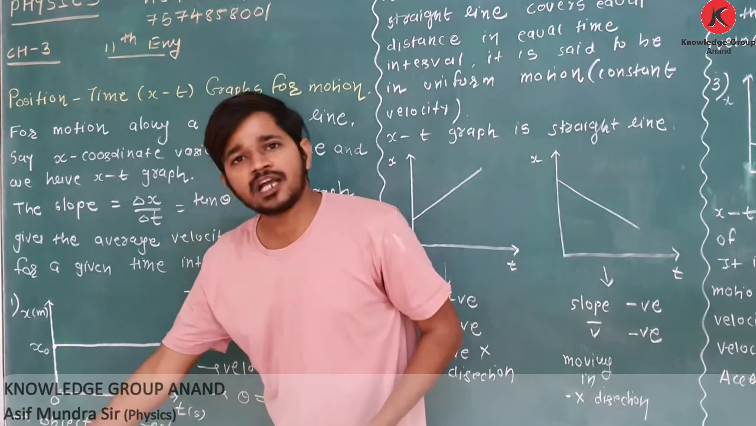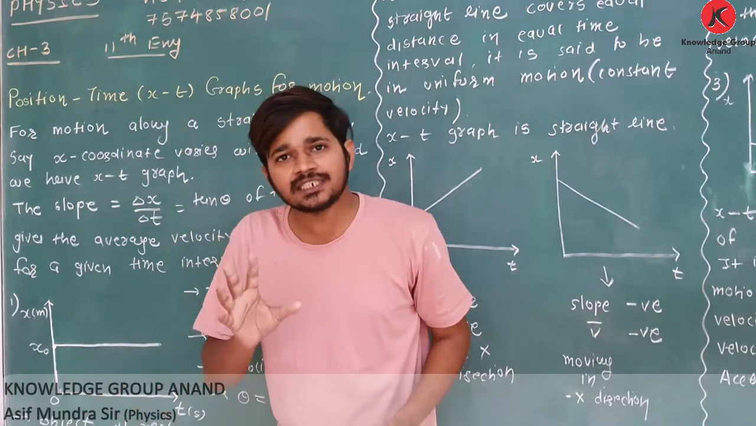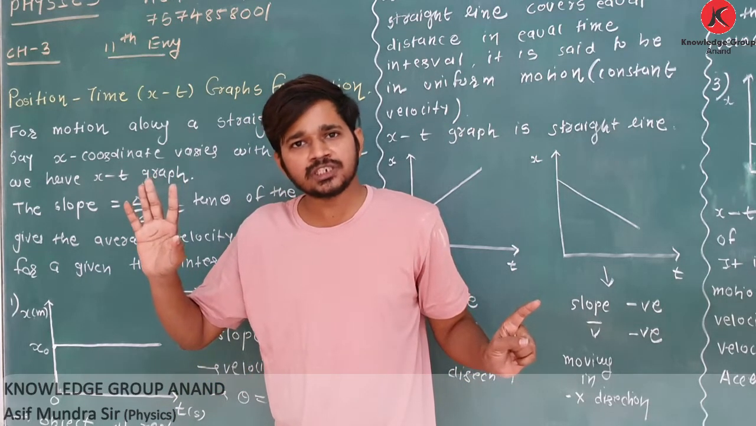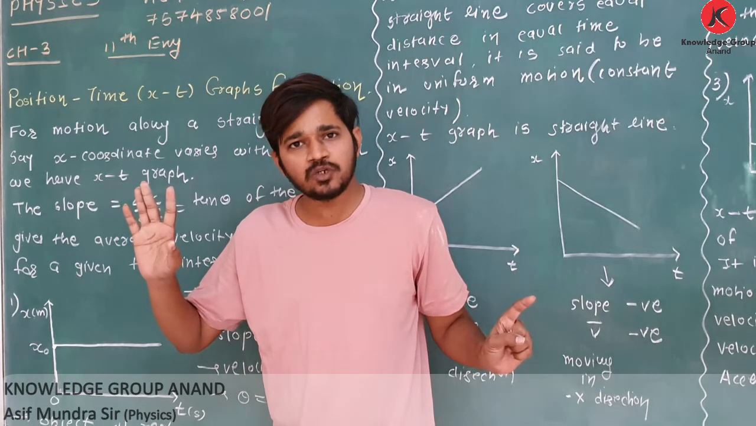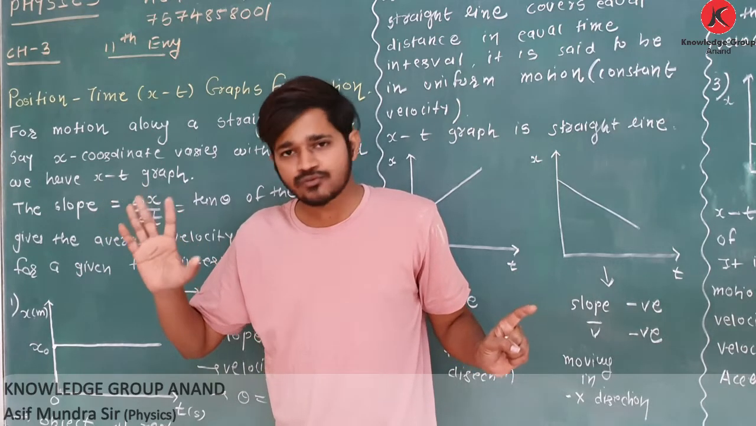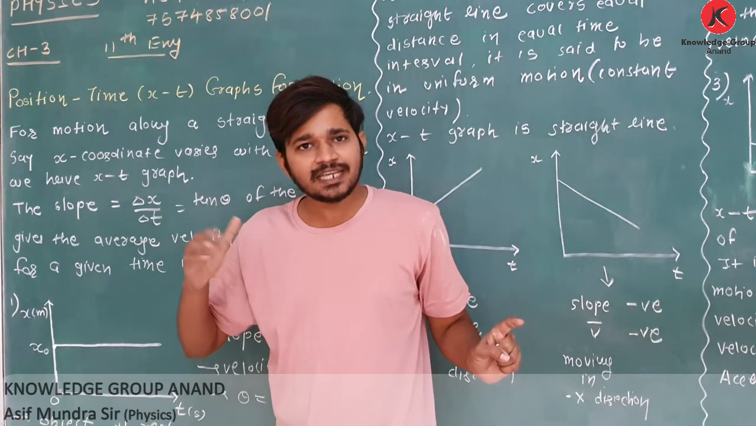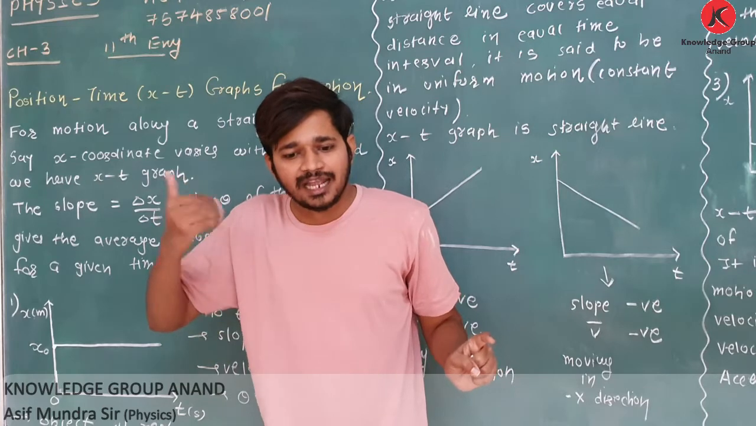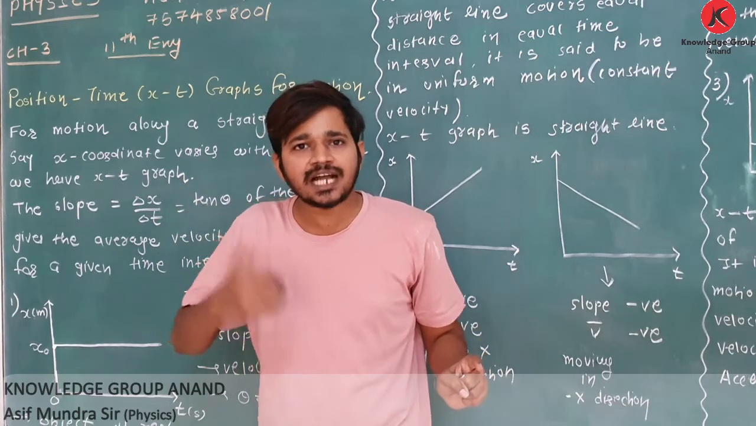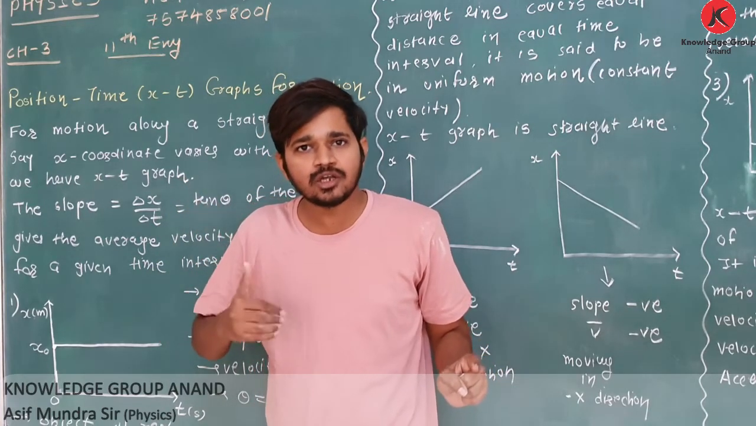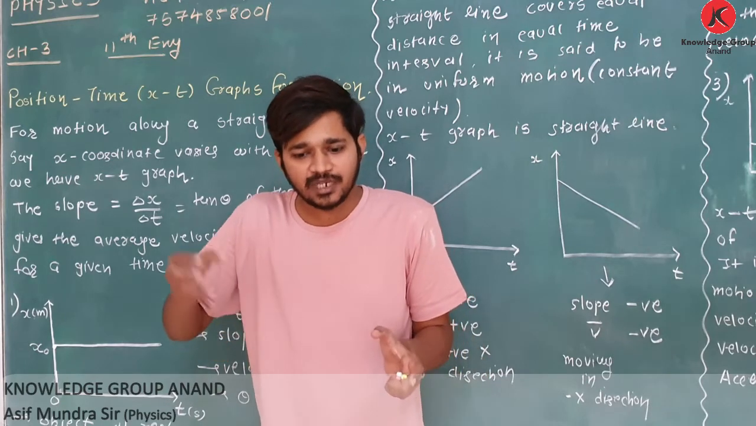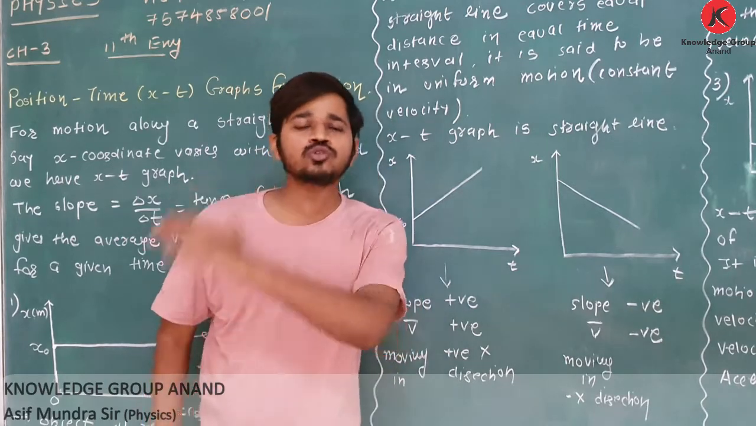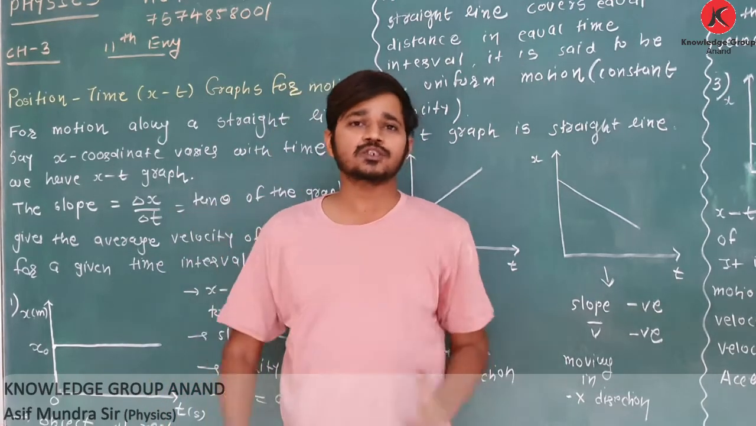If from this corner I am at 5 meter distance, then at time t is equal to 0, what is my position? 5 meter. At time t is equal to 1 second, what is my position? 5 meter. At time t is equal to 3 second, what is my position? 5 meter. So, if I am not changing my position, then I am in rest condition. Then what is the graph? If I am changing my position, then how to draw a graph? We will see in this topic.